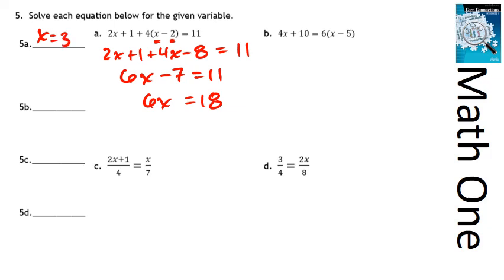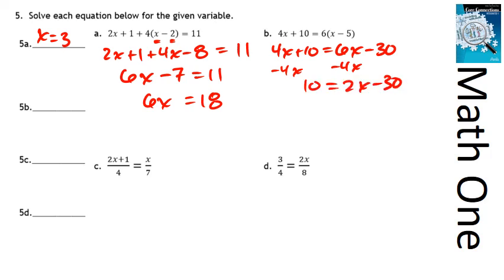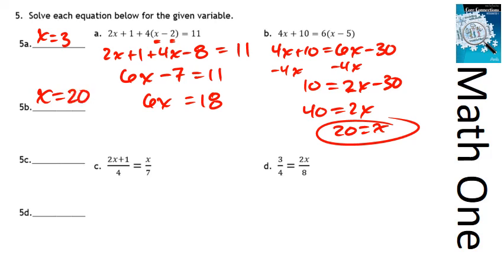For B, let's see here. I'm going to do the same thing, use the distributive property. On the left-hand side, I'll just rewrite the 4x plus 10, and then I'll write that that is 6 times x minus 30. I'm going to take away 4x from both sides. And when I subtract 4x from each side, I'm left with 10 equals 2x minus 30. And then I think we're going to add 30 to each side. So 10 plus 30 is 40 equals 2x. And then finally, 20 is exactly what x is. So x is 20 for part B.